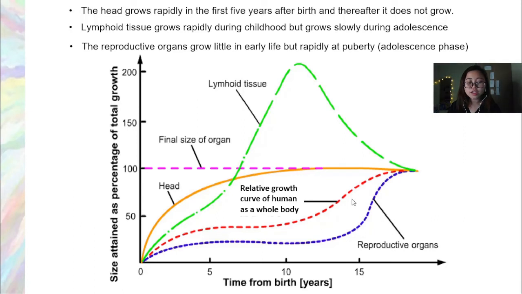So yang red line itu mungkin kita boleh katakan adalah kamu punya volume, size badan kamu dari kamu lahir sampai kamu meninggal ataupun sampai kamu dewasa. Okay, that is how much it's going to grow. Okay, so if you ever see this curve, you know it will be talking about allometric growth in humans.